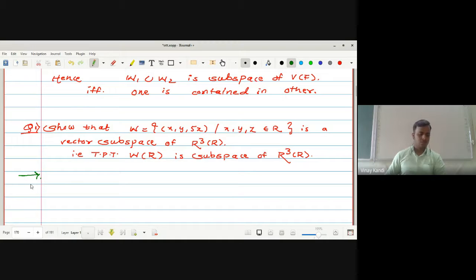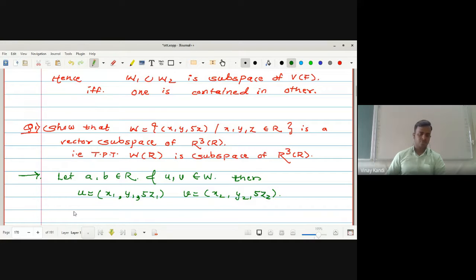Okay, now look at it. Solution. Let A and B belong to capital R, and U and V be two elements from W. These are any two elements of W. Then what is the nature of U and V? U is equal to (x1, y1, 5z1), suppose this is U. And V is equal to (x2, y2, 5z2), where x1, y1, z1 and x2, y2, z2 are elements of the real numbers.